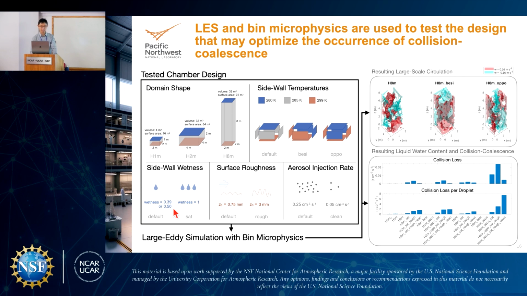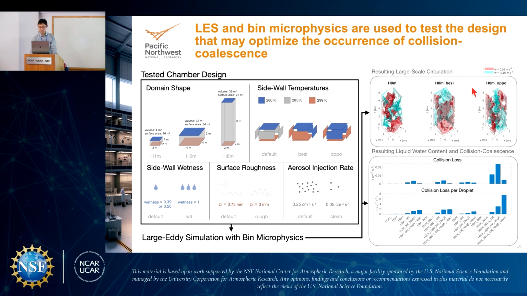And also we want to see how different it will be if we make the sidewall also saturated. For the surface roughness, it's because of our knowledge of the boundary layer that the rough surface will enhance the surface flux. So we want to see whether this can also enhance the cloud collision coalescence. And the last one we test is the aerosol injection rate.